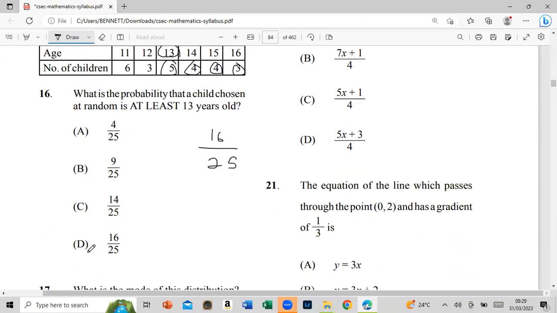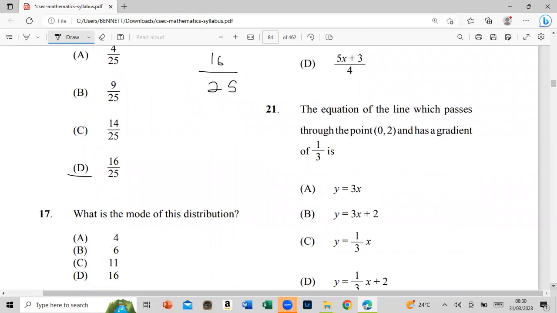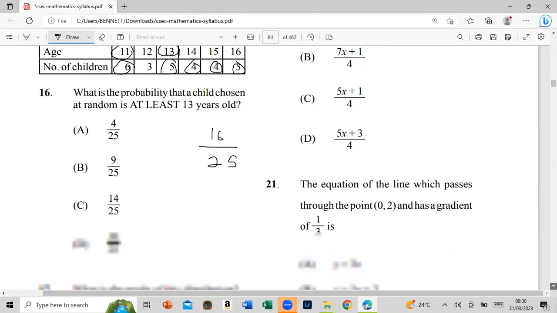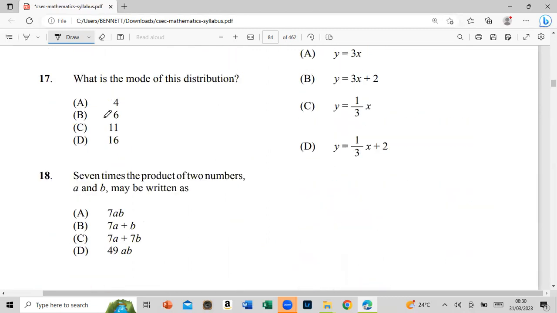Okay, here we go. Alright, what is the mode of this distribution? The mode is the one with the highest frequency. So 6 children are 11 years old. So the mode would be 11. That's the modal age, as it's the age you're focusing on. So see, they put the 6 as the distractor.